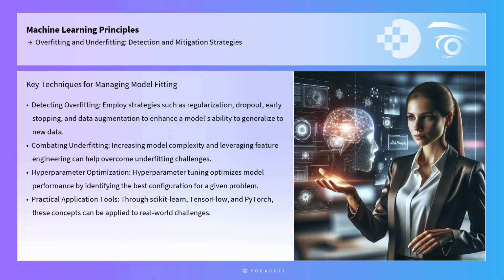Conversely, increasing model complexity and leveraging feature engineering can help overcome underfitting. Hyperparameter tuning further optimizes model performance by identifying the best configuration for a given problem. Through practical tools and frameworks such as scikit-learn, TensorFlow, and PyTorch, these concepts can be readily applied to real-world challenges, thereby enhancing the proficiency of professionals pursuing the CompTIA AI Scripting Plus certification.